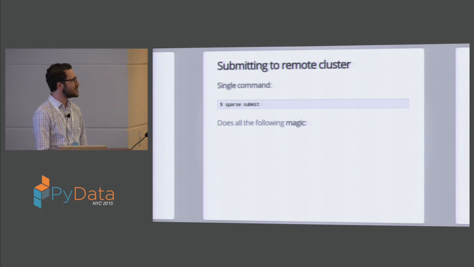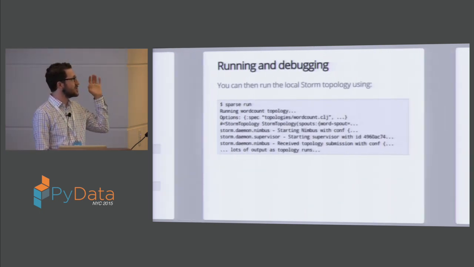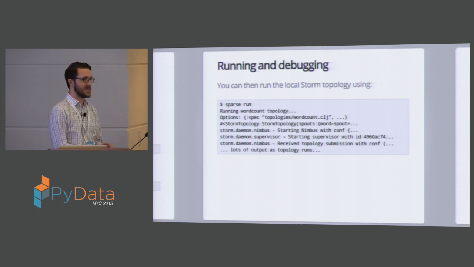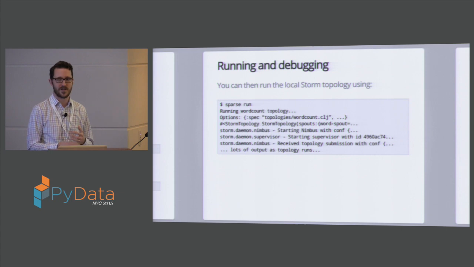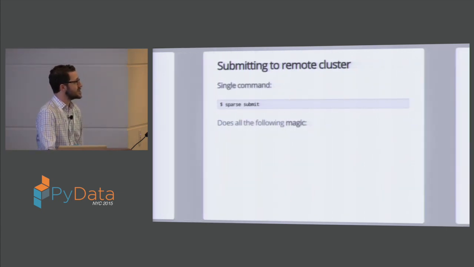So when we run sparse run, that'll run it locally, right? So this is for debugging. There's a local topology mode where you're running it all on your machine. You can see everything there, and if something goes wrong, you can pretty easily track it down. If you want to actually run something in production, you need to submit the topology to Nimbus.